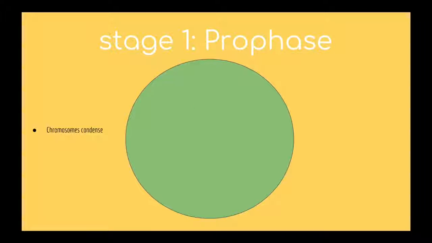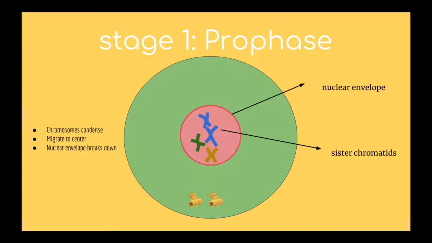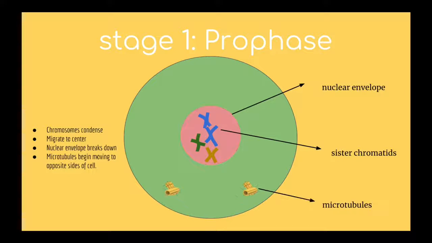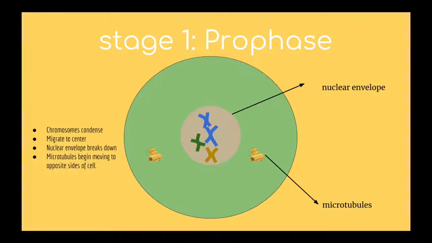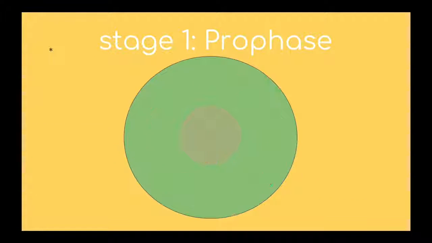In prophase, the chromosomes condense and become shorter and thicker, forming sister chromatids. They begin migrating to the center of the cell. The nuclear envelopes break down as the microtubules move to opposite ends of the cell, forming spindle fibers.